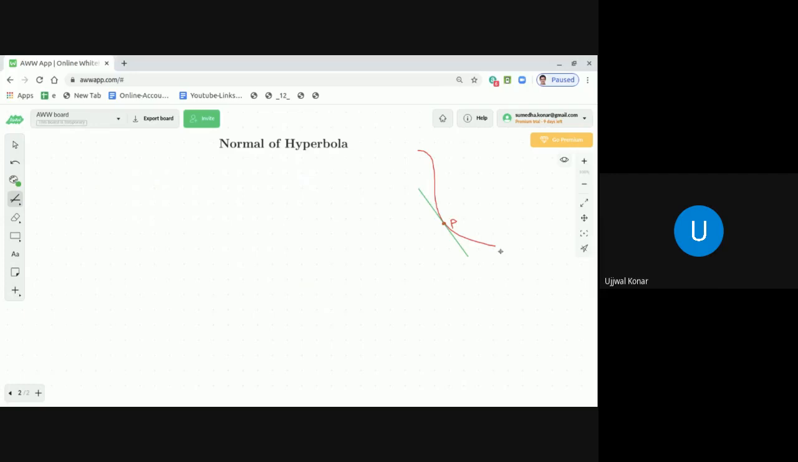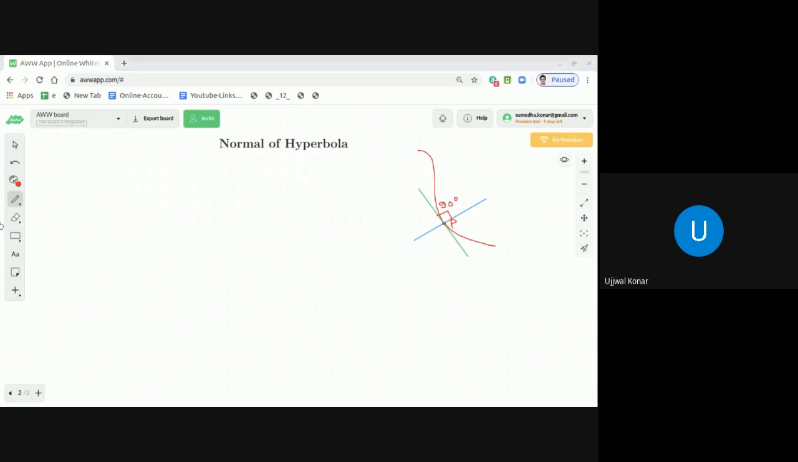is normal, dear students? Normal is nothing but a straight line which is perpendicular to the tangent. So that means a normal will look like this. Okay, where we can say that this angle is 90 degree. This angle is 90 degree. So then the green line is known as a normal. So this is the fundamentals about normal.